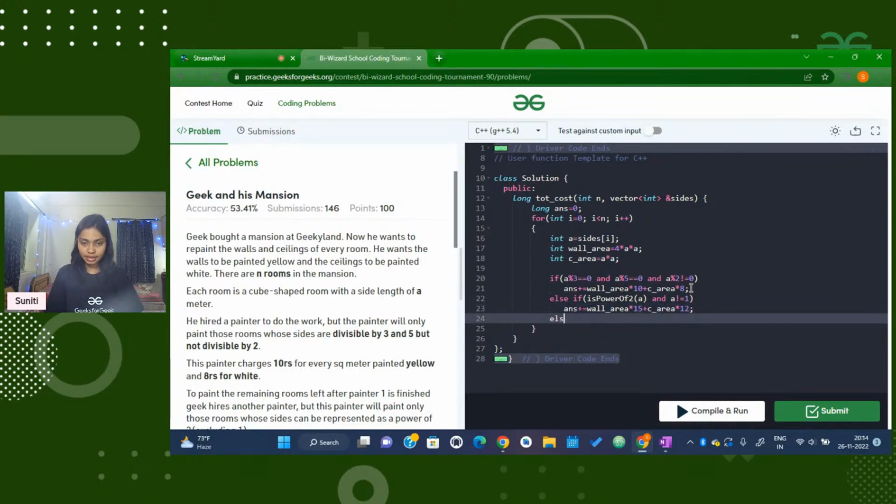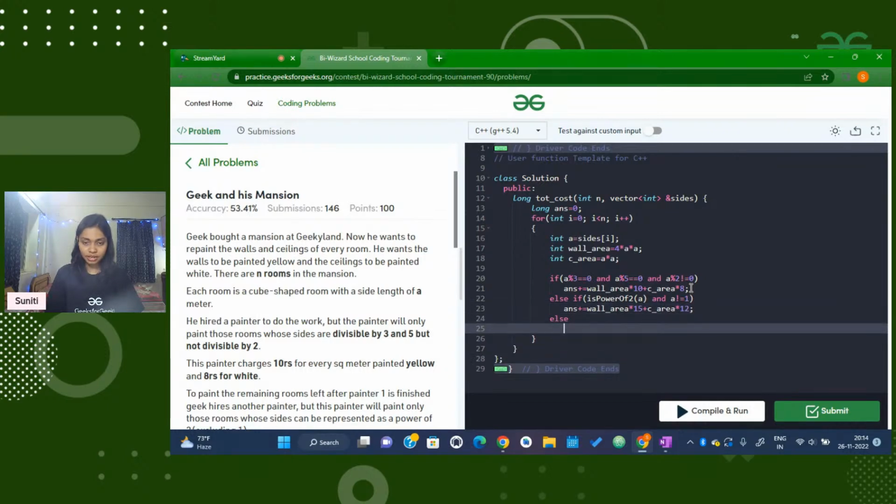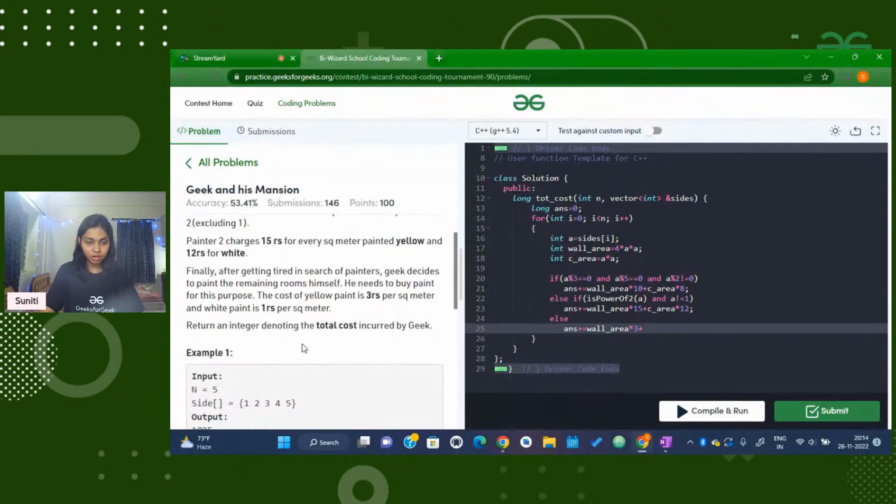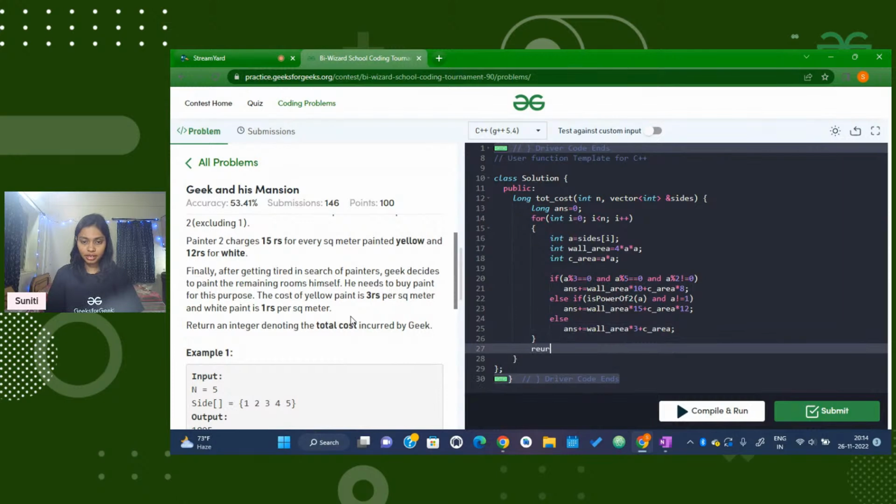And at the end, if none of the conditions is satisfied, then Geek will paint all by himself. For that, he will take 3 rupees per square meter for painting walls, and 1 rupee per square meter for painting the ceiling area. And at the end we will be returning our answer. So let us see.